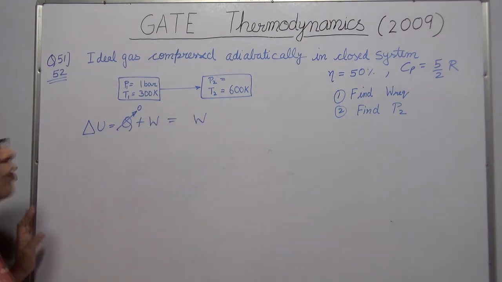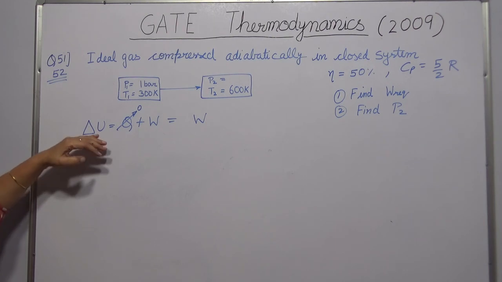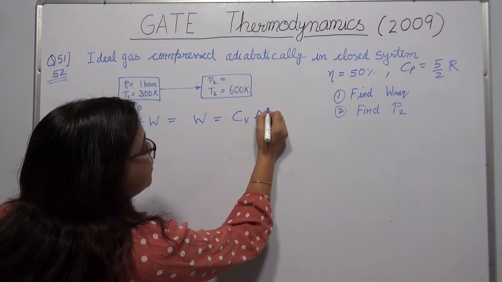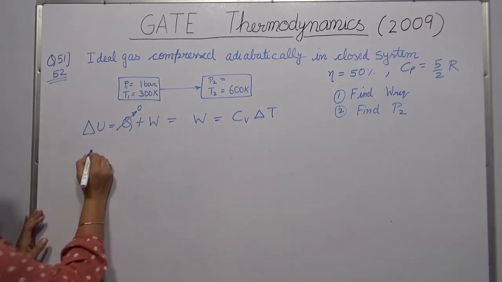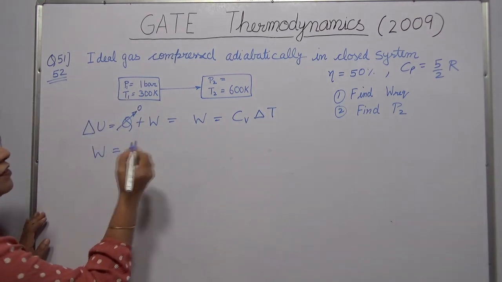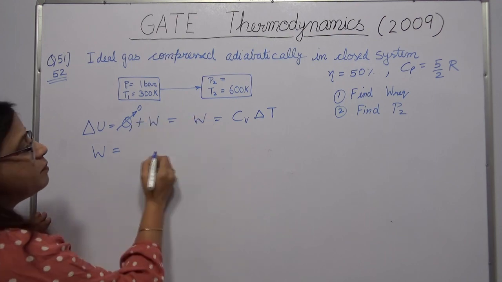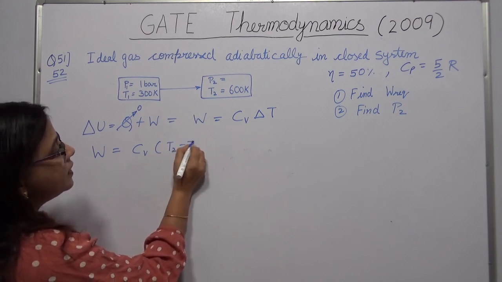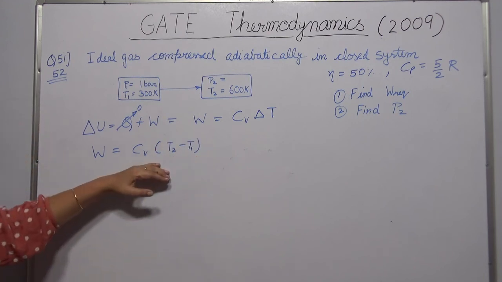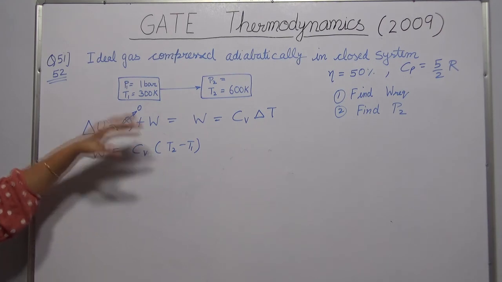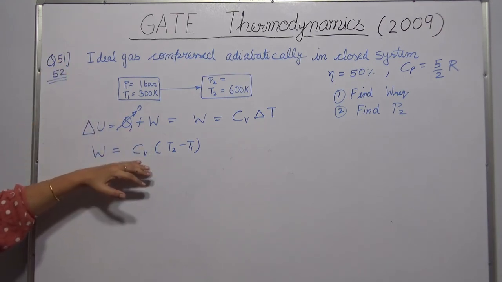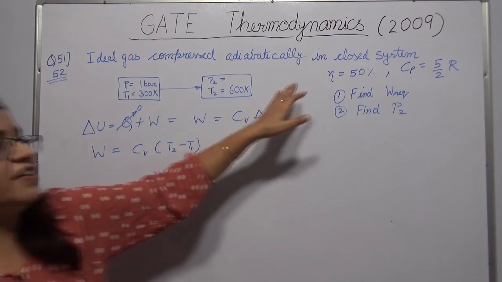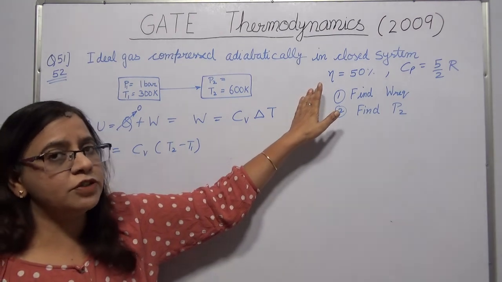So delta U equals W. For an ideal gas, the change in internal energy is given as CV delta T, so the work done can be directly calculated as CV times delta T. The change in temperature is T2 minus T1, so W equals CV times (T2 minus T1). That is the equation I will use to calculate the work required for a reversible process. First we will find this, and then we will use the mechanical efficiency to calculate the actual work required.